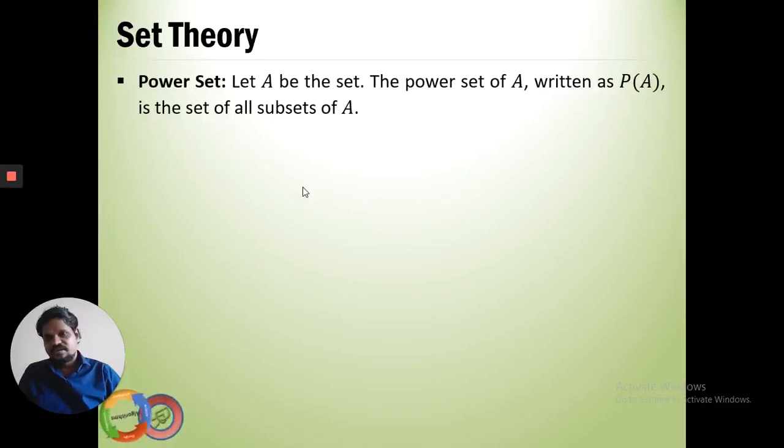Power set. It is the set of all the subsets that can be made from it. The power set is written as the set of all subsets. You take all possible subsets from the set. So whatever is the maximum possibility you can have is a subset.